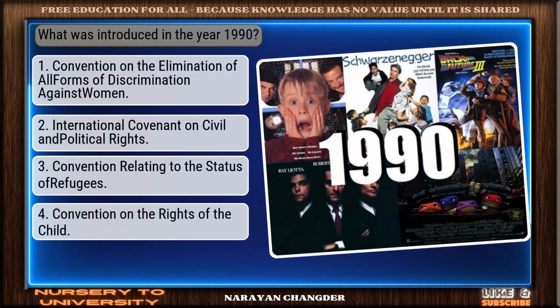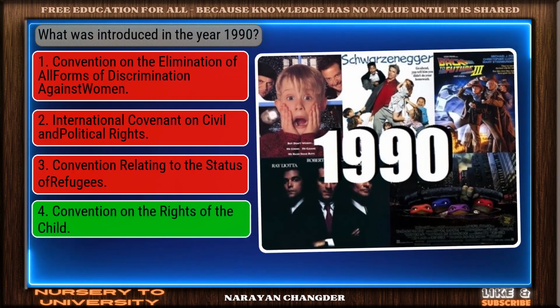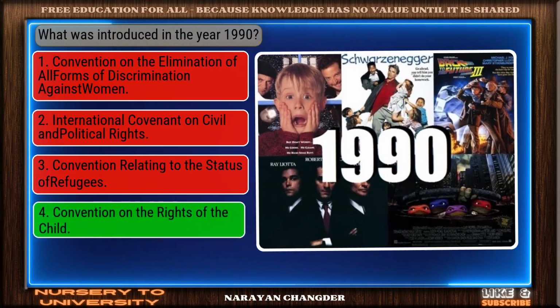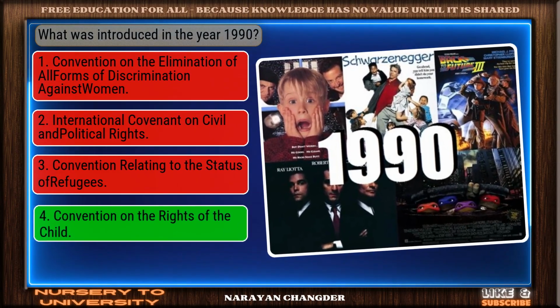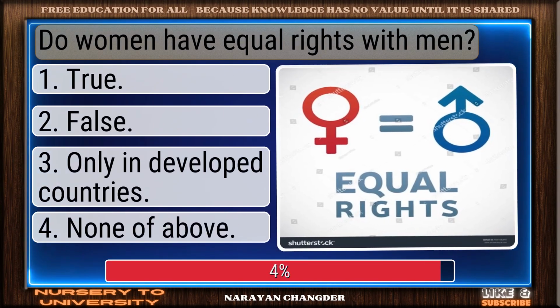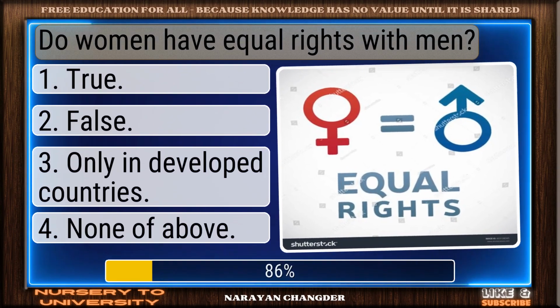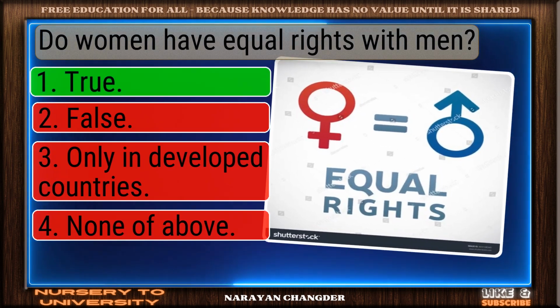What was introduced in the year 1990? You got it. Your choice, Convention on the Rights of the Child, is right. Do women have equal rights with men? Well picked. True is the correct answer.